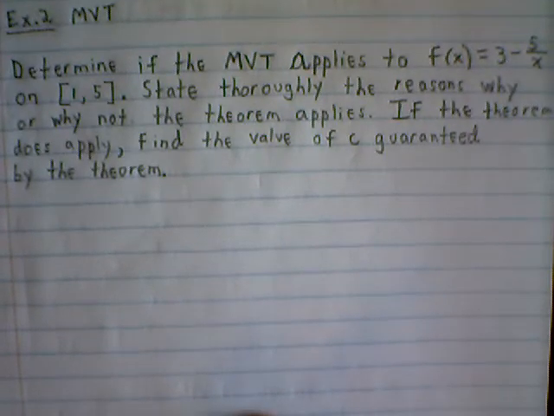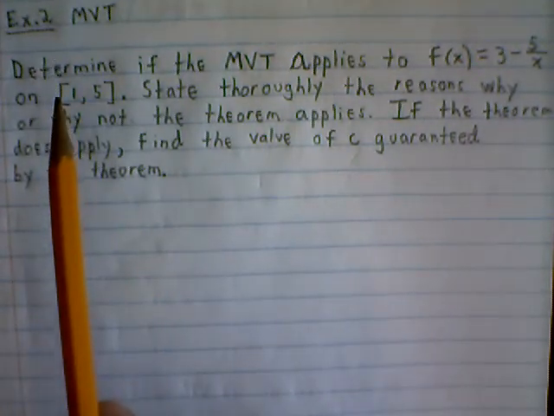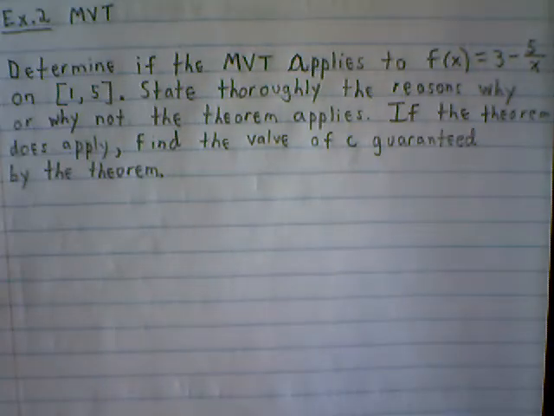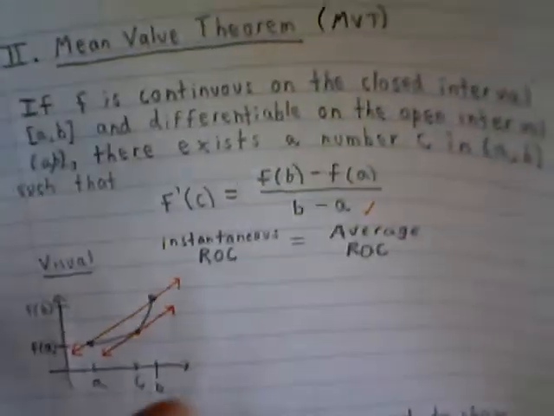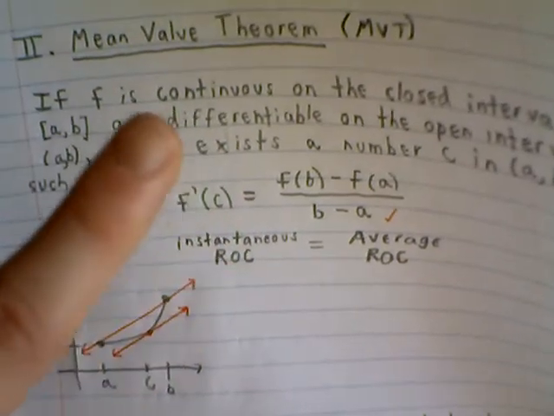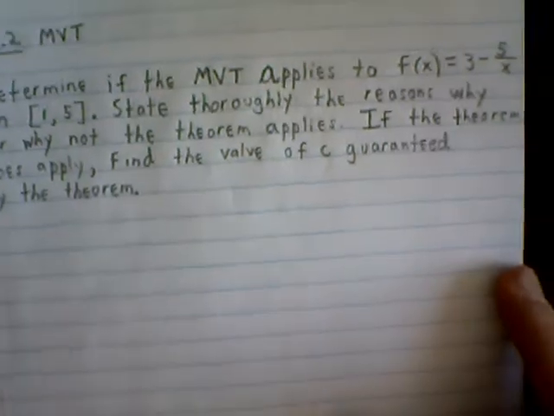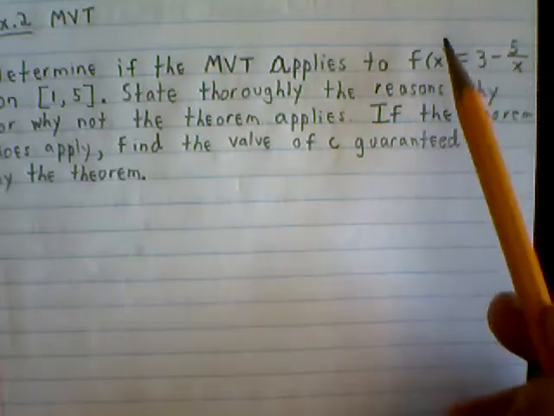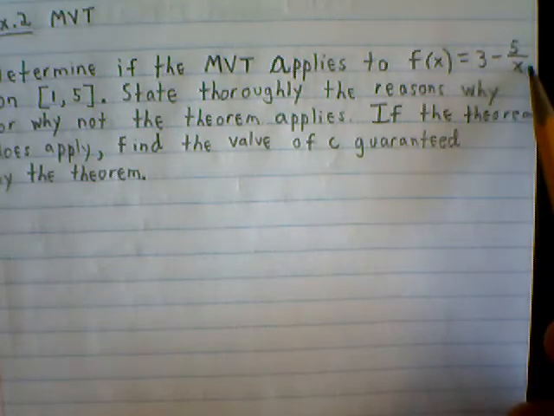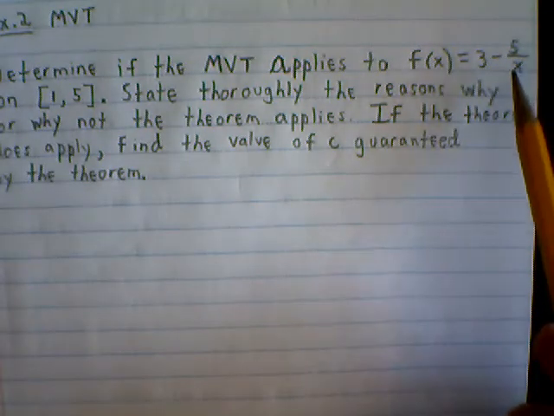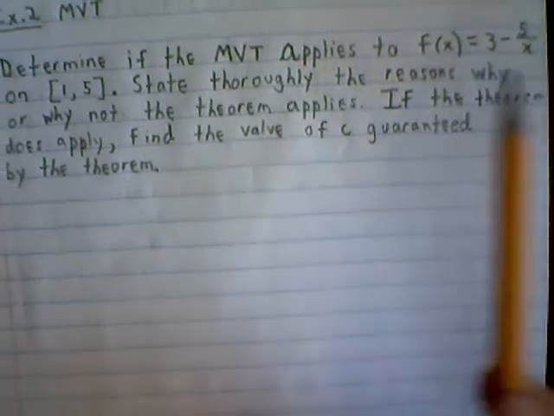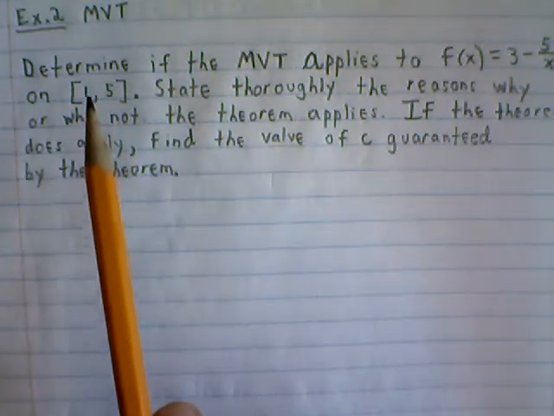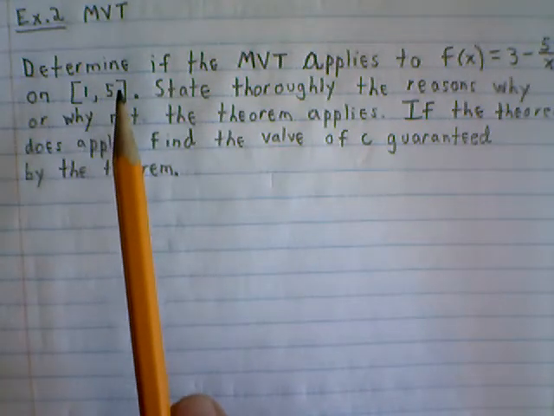All right, so first thing we got to do is figure out if it meets the criteria of the mean value theorem. This goes for all MVT problems. Is f continuous on the interval? Is it differentiable? All right, so let's look at this function, f of x equals 3 minus 5 over x. The only discontinuity here is when x equals 0, because you can't have 0 in the denominator. However, 0 is not between 1 and 5.